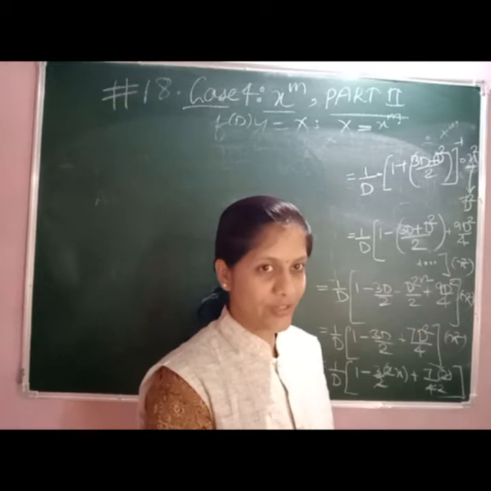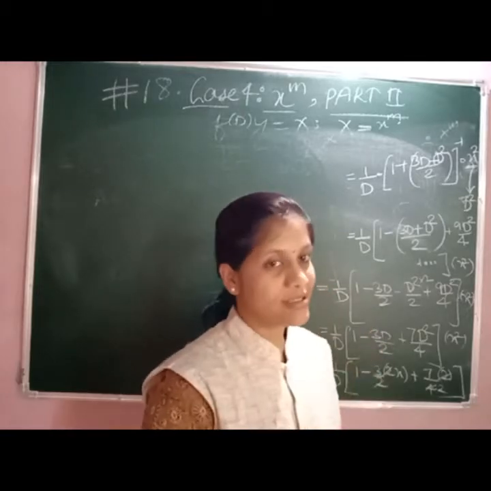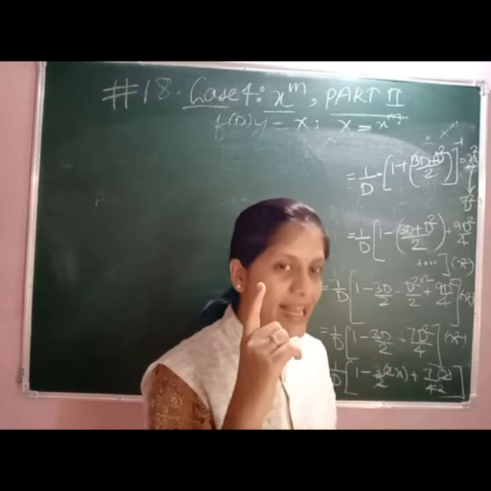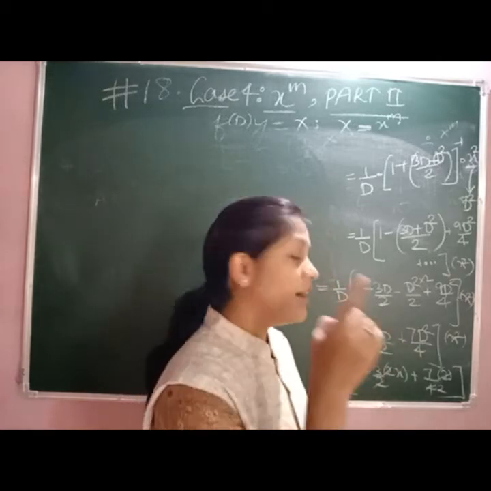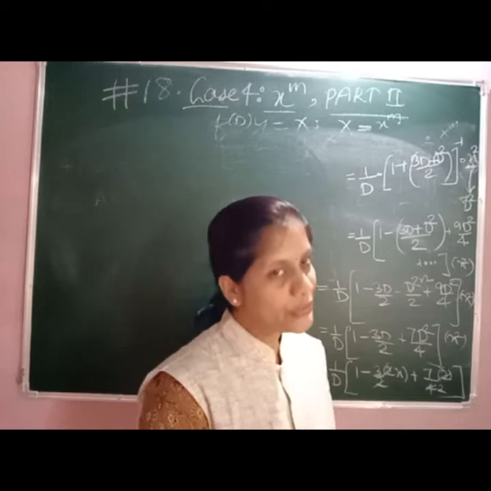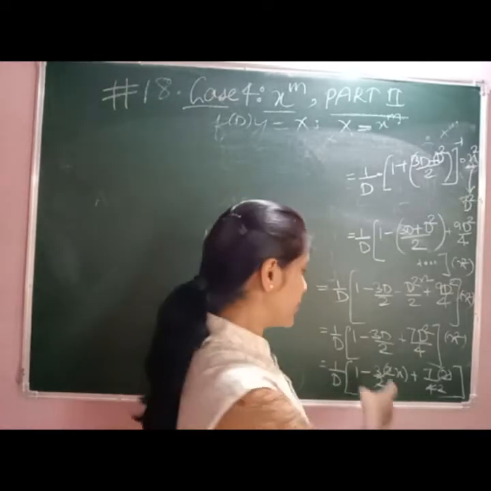Now what is the meaning of 1 by D? D stands for differentiation. 1 by D stands for integration. D square stands for 2 times differentiation. 1 by D stands for integration. 1 by D square stands for 2 times integration. Right? So now let us solve this.